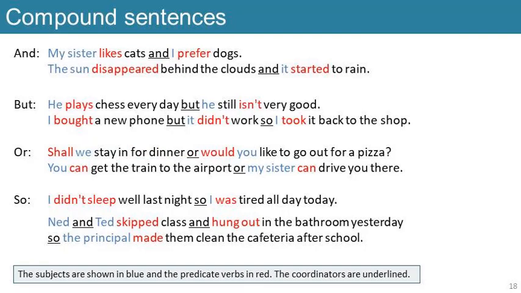Here are examples of compound sentences with these 4 words. In all cases, there are 2 or more independent clauses, each with its own subject and finite verb. Note that in the first clause of the last sentence, both the subject and the verb are themselves compounds. The subjects are shown in blue and the predicate verbs in red.